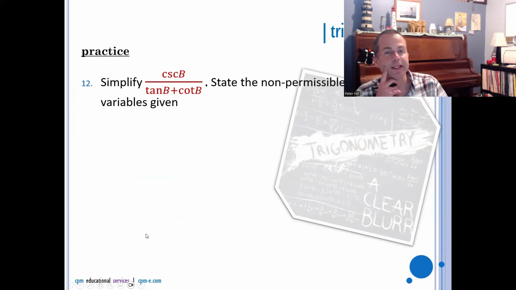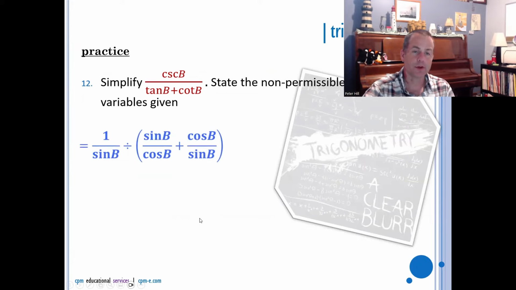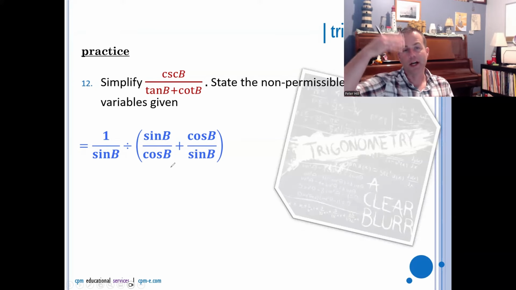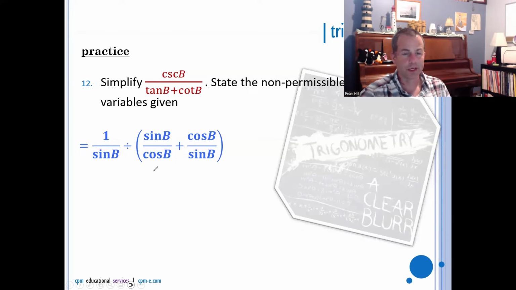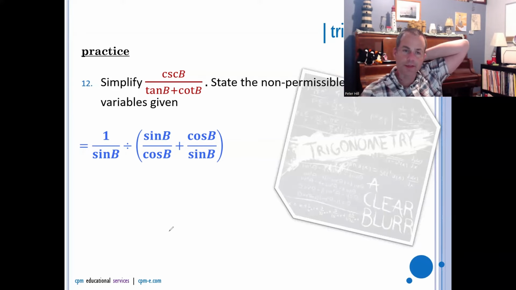Okay, simplify cosecant B over tan B plus cotangent B. State the non-permissible values. Okay, so tan B is sine B over cos B, and cotangent B is cos B over sine B. But what I want you to notice, first of all, is as I do that, I also changed the orientation. I'm going to write this as a left to right division statement instead of a complex fraction, which would be a fraction in either the numerator or the denominator. Okay, now I see sine on the bottom, I see cosine on the bottom. I'm going to have the same non-permissible values that I just did. Theta or B this time can't be pi over 2n.